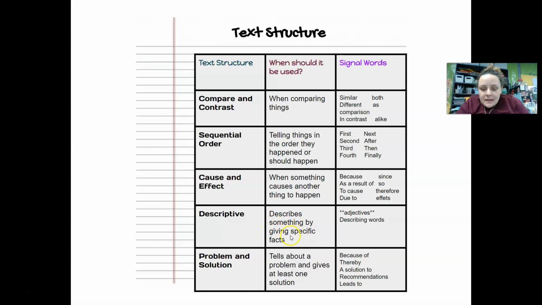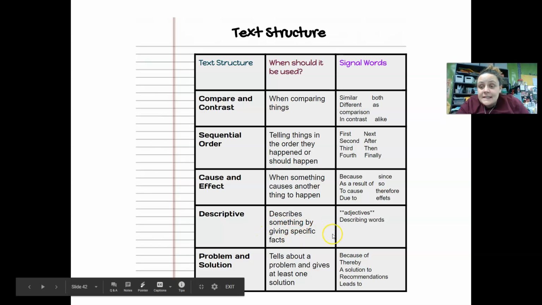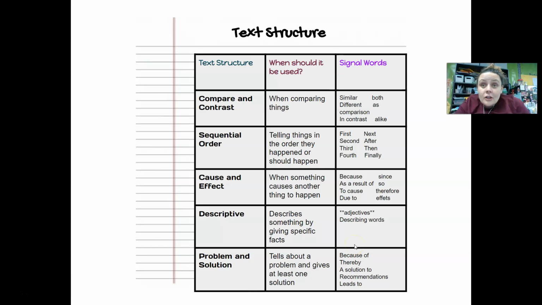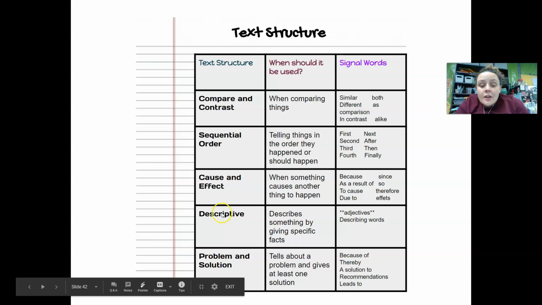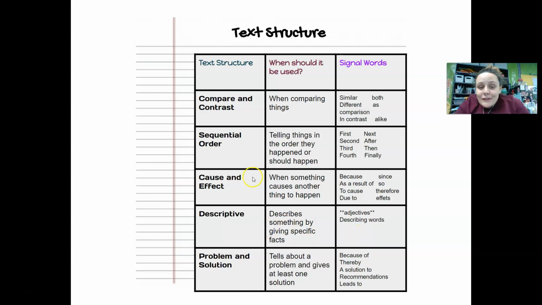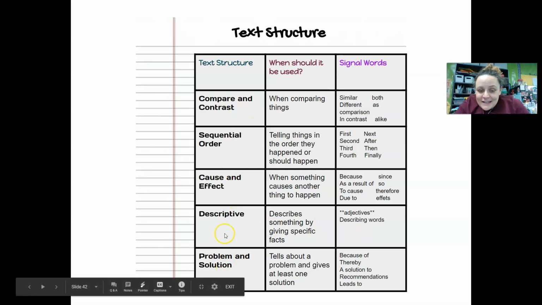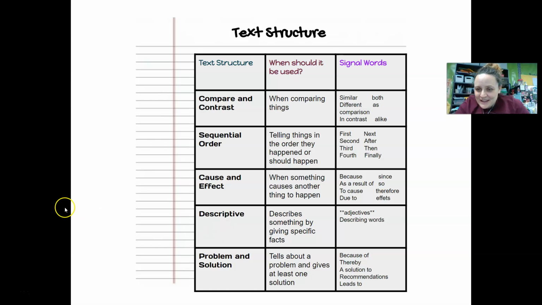It describes something by giving specific facts. You're going to see lots of adjectives, lots of numbers, color words, lots of facts, right? There'll probably be a main idea sentence followed by some adjectives. So if it's none of the other ones, then it's probably descriptive.